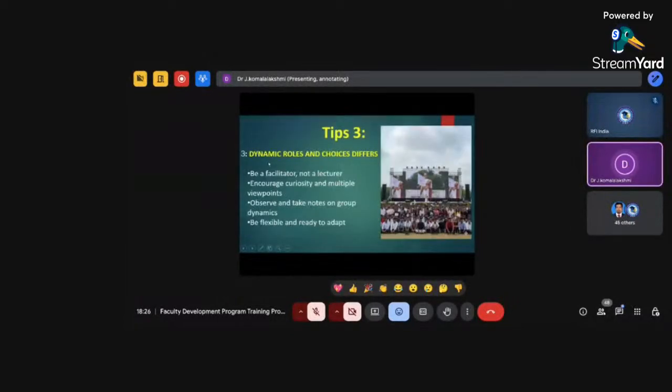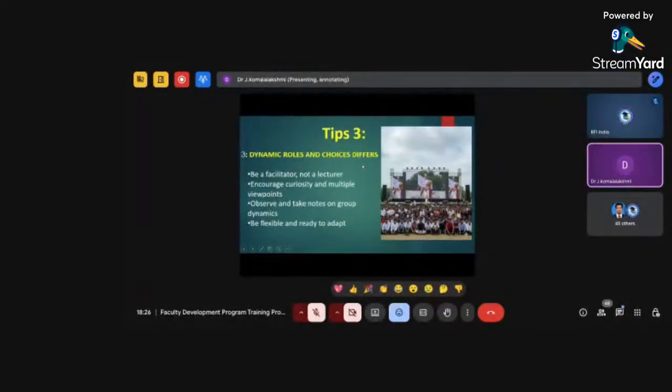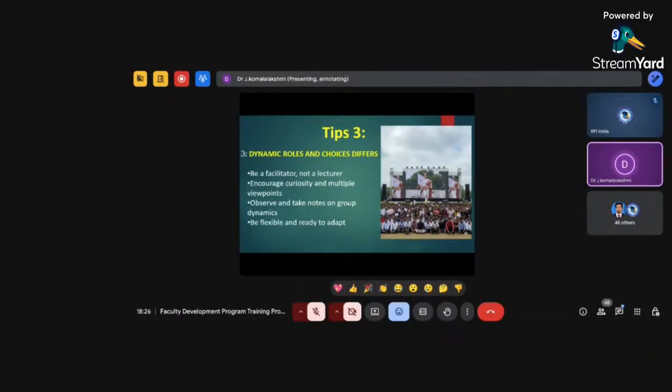And then tip three is dynamic roles and choices. So what is tip three? We have to decide who is conducting the group discussion, the number of participants, who is the observer, who is the moderator, who is the assessor. Everything we are fixing. The teacher or the faculty member takes the facilitator role. The rest, everything is done by the students: moderator, participants, observer, evaluator, all done by the students. So be flexible and ready to adapt.